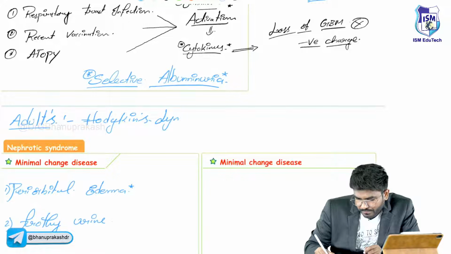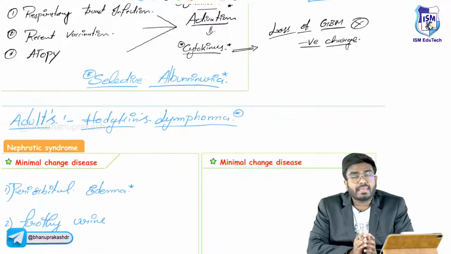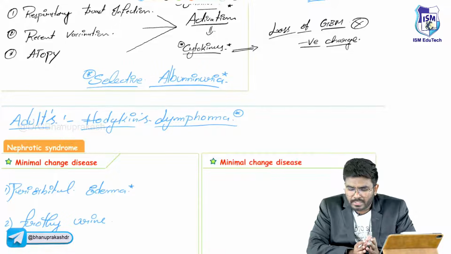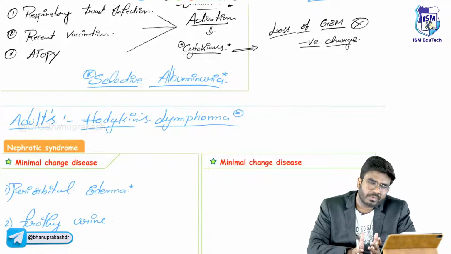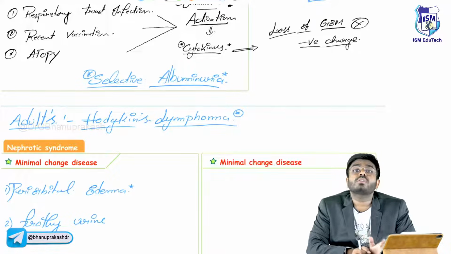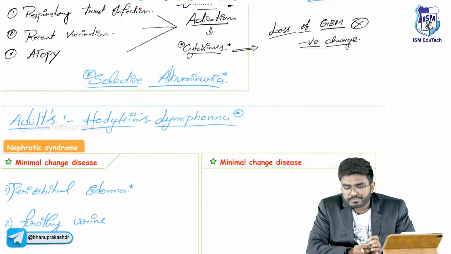Hodgkin's lymphoma. Adults who have Hodgkin's lymphoma can develop minimal change disease too. Most of the time in adults it is idiopathic, we don't know the reason. But those adults who have Hodgkin's lymphoma, a WBC cancer, can develop minimal change disease.